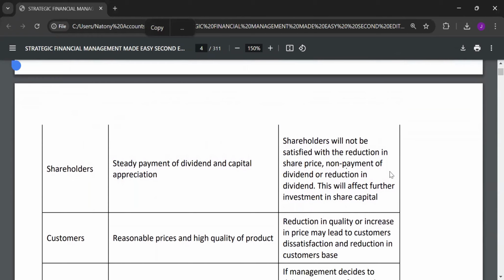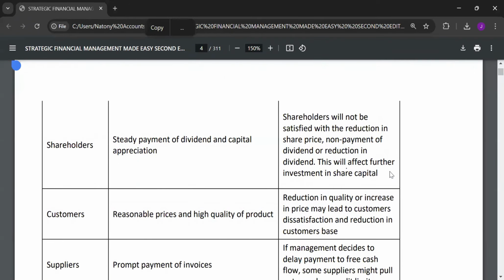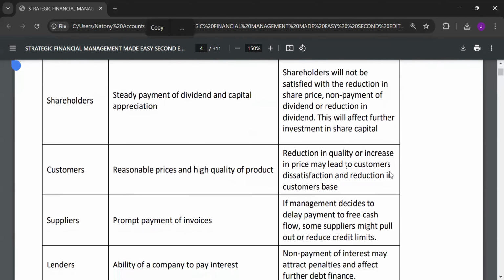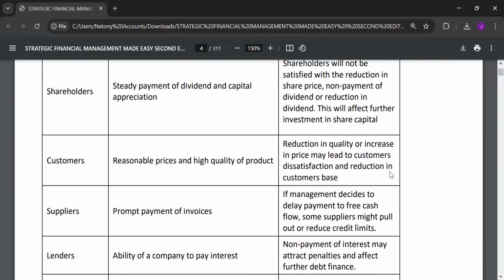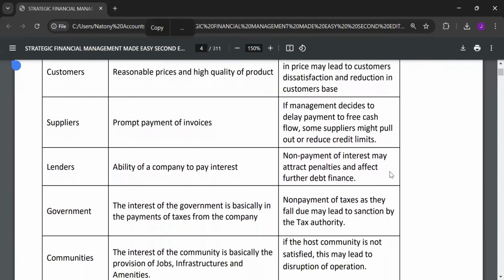So what does this mean? The capital appreciation here, if the share of the company is 50 naira this year, they expect the share of the company in the coming year to increase. So in a situation where the share price keeps dropping, that means that the capital is not being increased, and as a result, shareholders will not be happy with that. Customers expect reasonable prices and high quality products. Suppliers expect prompt payment of invoices.